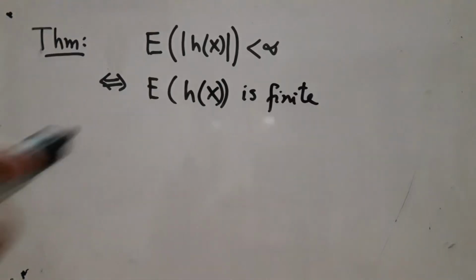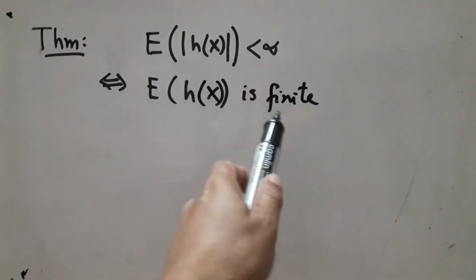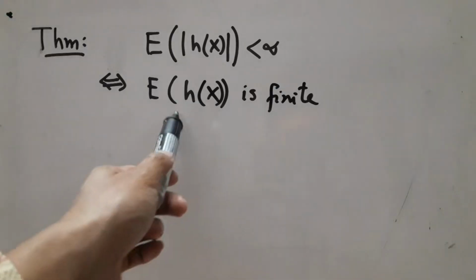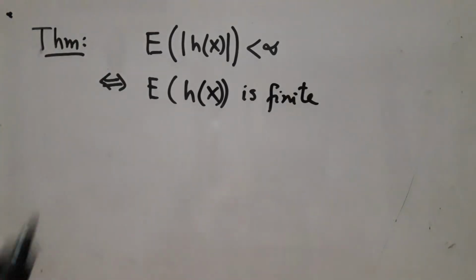Now all this h plus and h minus business may be a little bit irritating, so there is a special case for which you have a simpler way out. If the expected value of the absolute value of h(x), which is of course non-negative, is finite, then the expected value of h(x) is also finite. This could be negative, positive, whatever. And in this case, you have a simpler way of computing the expected value of h(x).